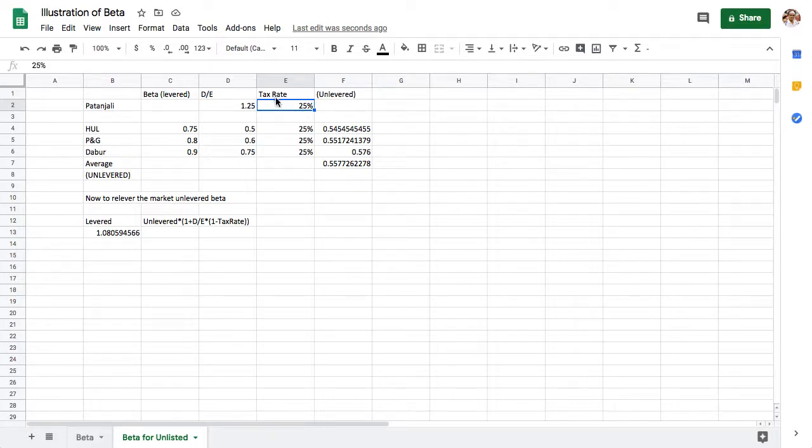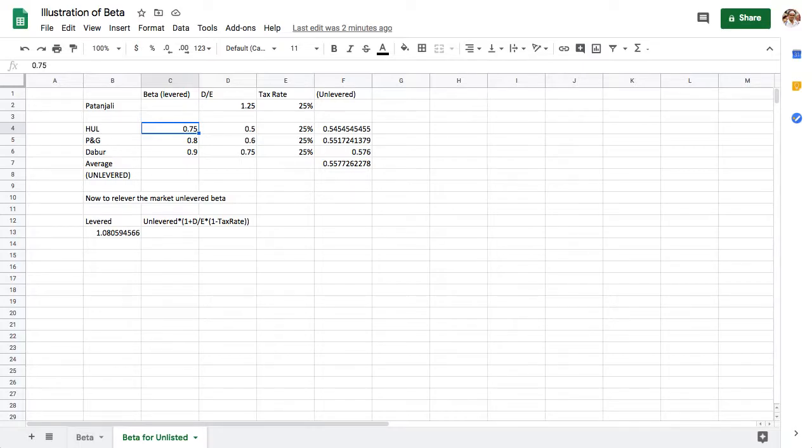So what you need to do now is calculate the betas, like we did earlier, for larger companies within the same domain as the startup, who are listed and whose betas can be calculated. For example, if Patanjali is an FMCG company, you can look at HUL, Procter and Gamble, Dabur, etc. Calculate their betas. Now these betas are levered. We need to unlever them and relever them with respect to Patanjali's debt to equity.